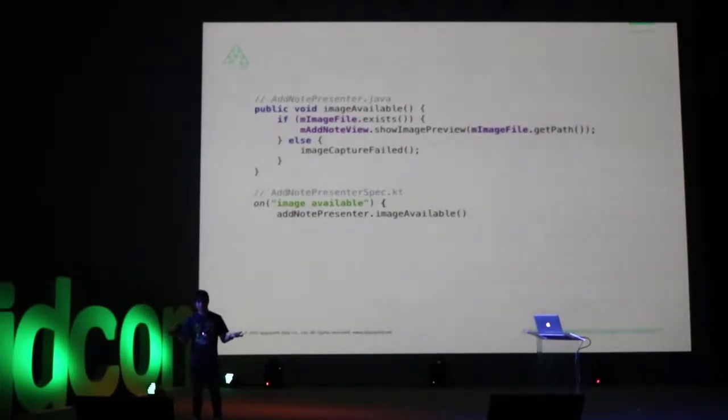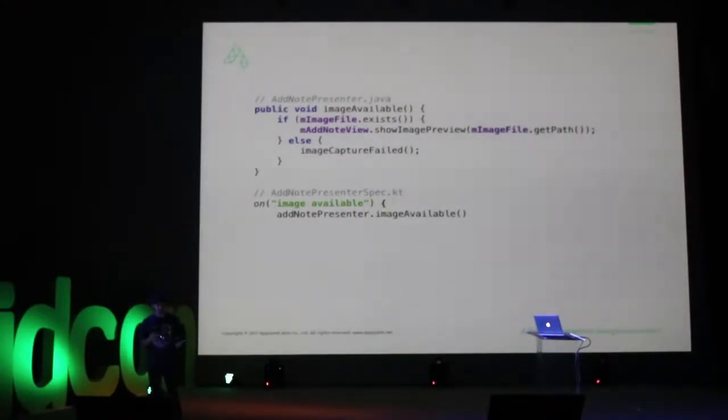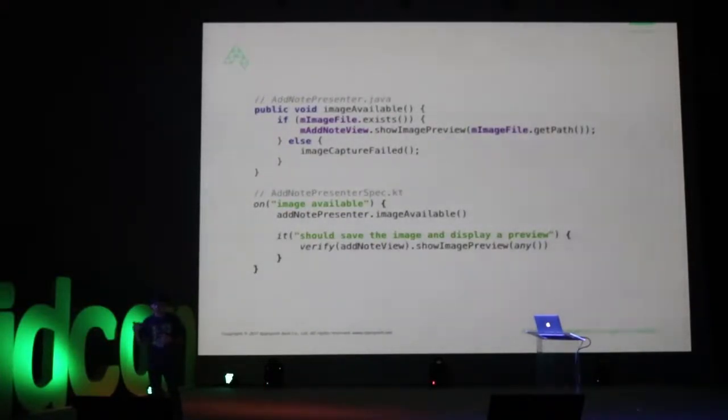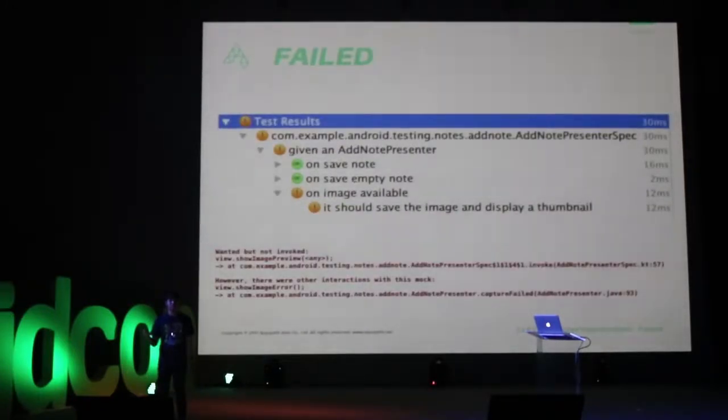Now, just like the same, we say on image available, then we call add.presenter.image available, and it should save the image and display a preview. And then we verify that it actually shows a preview, right? The view actually gets called. And the result failed. Why? It says here, wanted but not invoked, view.show image preview.